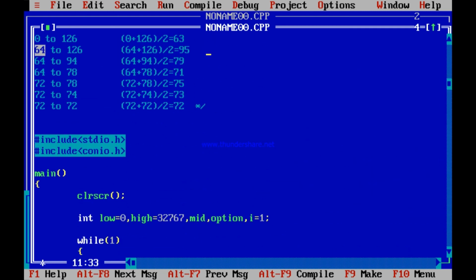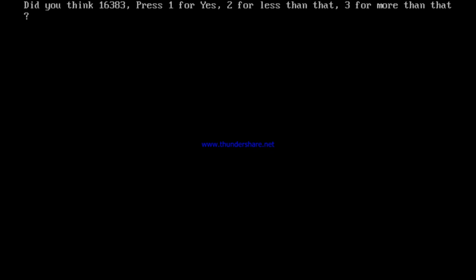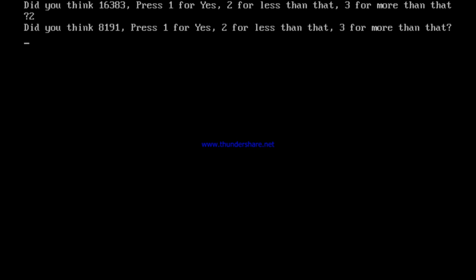Okay, so let me run this program. Alt R, enter. No errors. Did you think 16383? Press 1 for yes, 2 for less than that, 3 for more than that. My guess is 72, so less than that, 2. Enter. Did you guess 8191? 1 for yes, 2 for less than that, 3 for more than that. The user has guessed 72, so it is lesser. What will the user press? The user will press 2, less than 8191.